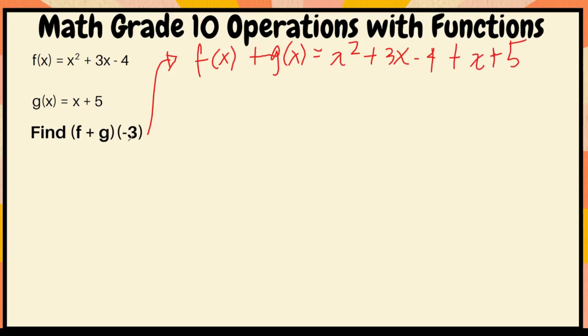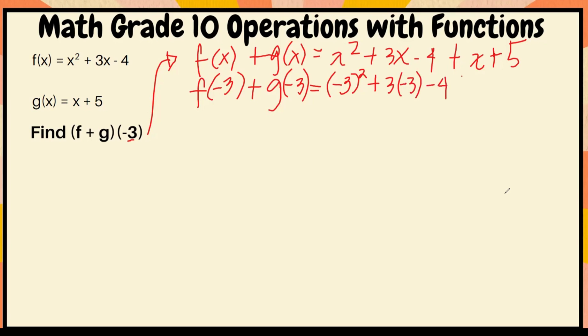Now, if the x is negative 3, you can write f of negative 3 added by g of negative 3. Since they are the same, we need to replace your x with negative 3. So be careful when you are replacing. Just replace like this. Then our second term will be 3 times negative 3. Then copy your minus 4, plus the x is negative 3, then plus 5.